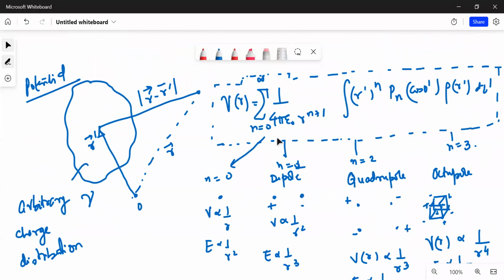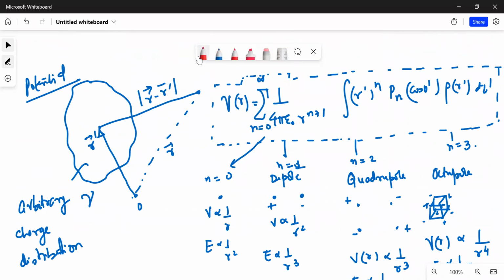All these things will remain the same: 1/4 pi epsilon naught, r to the power n+1. Only thing that would change is dq. Are you getting my point or not? Because remember, this particular expression, r to the power n Pn cos theta, was generated because of the mod of r vector minus r dash vector.